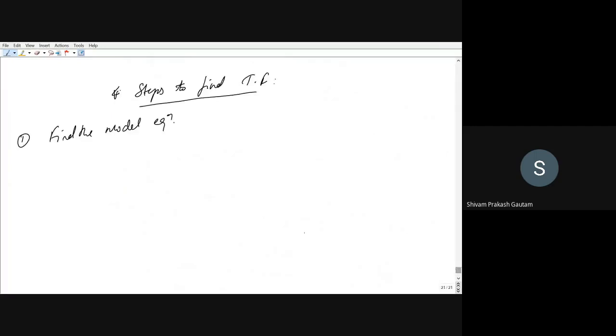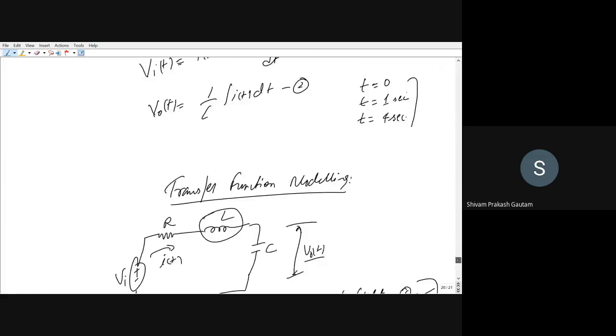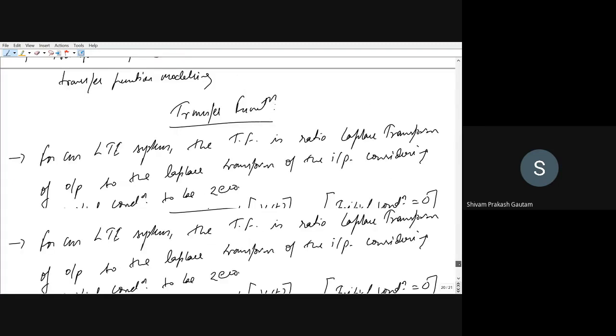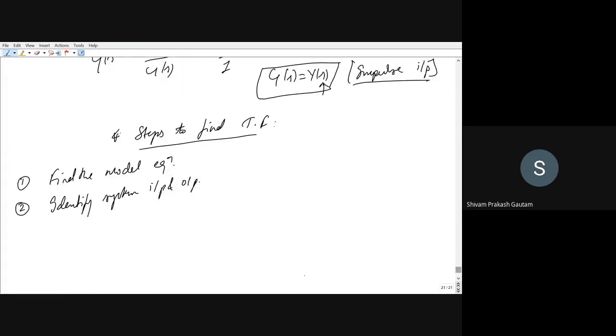Find the model equation. Step number 2, identify system input and output. You have to identify what are the system input and what is the system output. For this case, we know Vi is the input, and we want to calculate the voltage across the capacitor. That is why V0 is the output. It is the voltage across the capacitor. So the second step is identify system input and output.